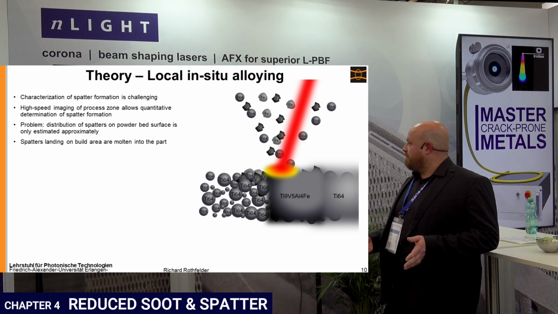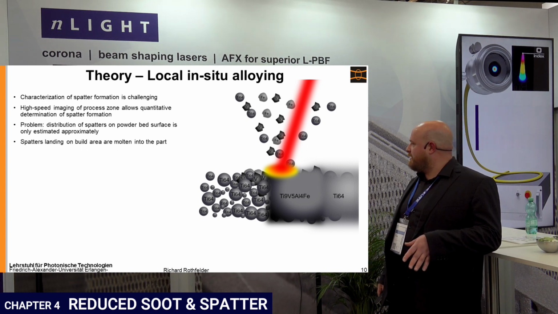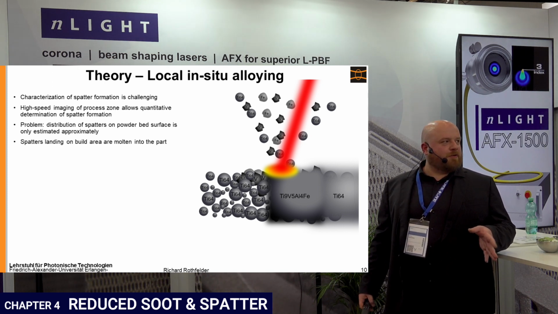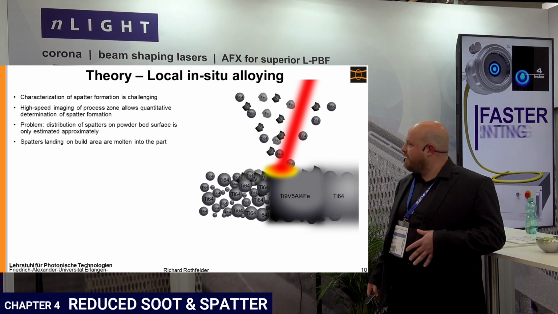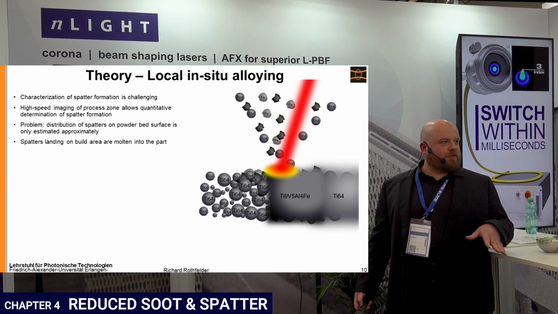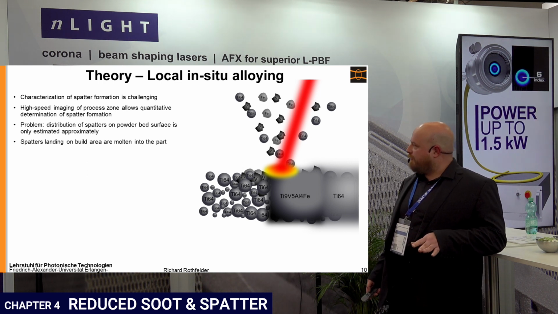Why tungsten? Tungsten has an extremely high melting temperature, so with the parameters we use for Ti64 and the base alloy, we will not melt it completely, so it won't get into any kind of alloy. And when it lands on the surface, even on another part, we will be able by cross-section just to count the amount of spatter particles we find there.